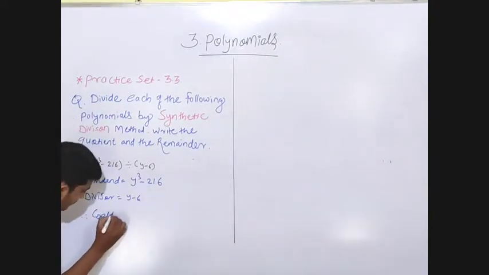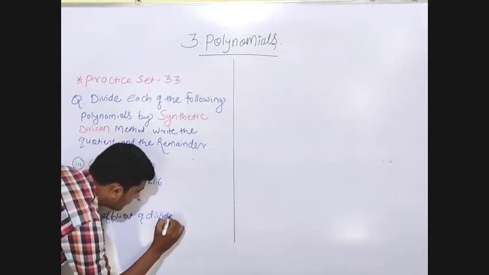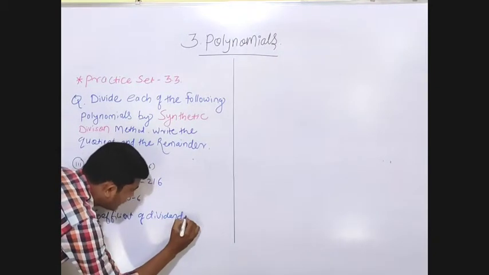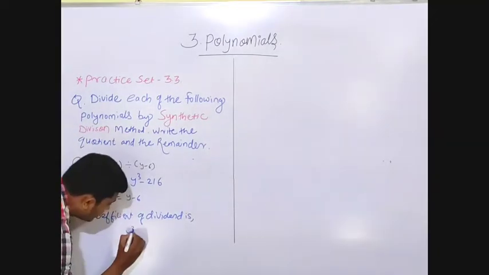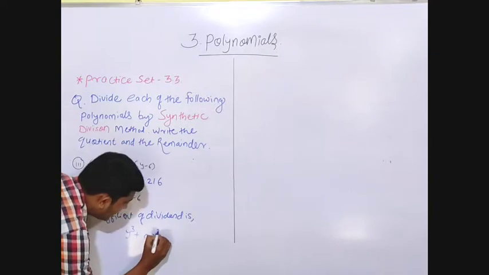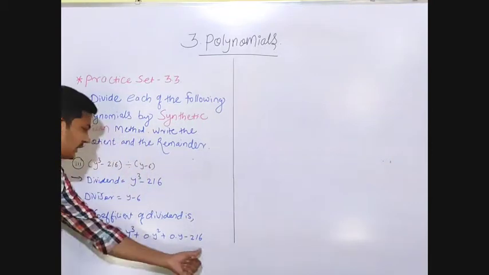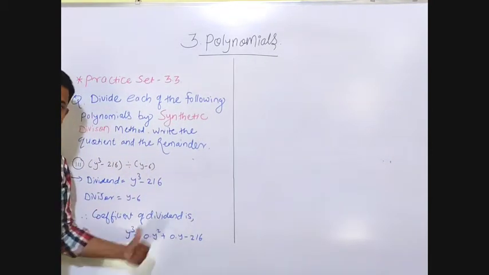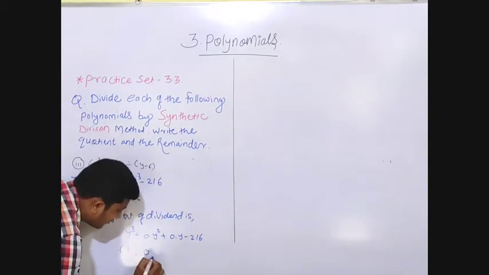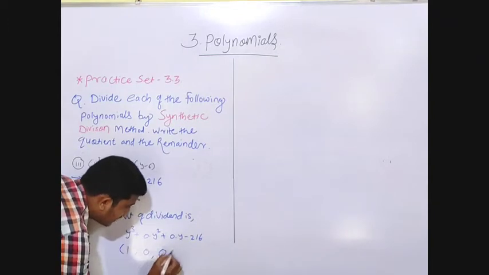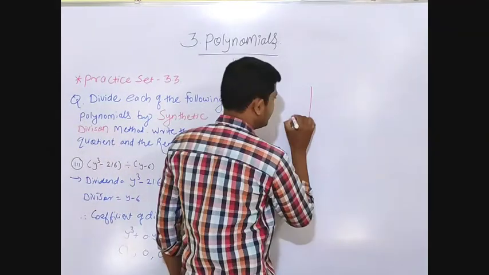Therefore the coefficients of the dividend: y raised to 3 plus 0 into y square plus 0 into y minus 216. This is also known as the standard form. From the standard form we can write the coefficients. The coefficient of y cube is 1, of y square is 0, of y is 0, and of y raised to 0 is minus 216.